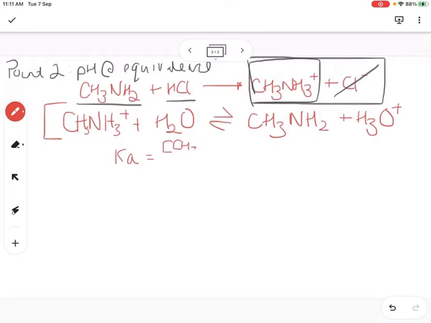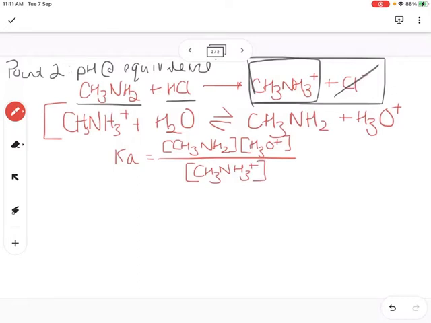So our Ka expression is always for the weak acid that reacts with water to produce H3O+. I always see students writing Ka expressions for random equations. No, they're only for this one type of equation here. Right, so now we need to substitute in our values and rearrange and solve for the H3O+, because that's going to be how we figure out the pH.